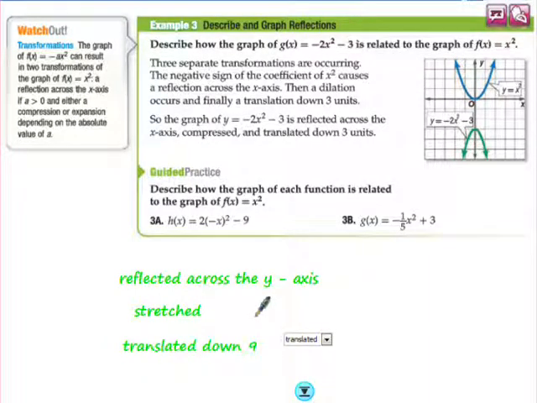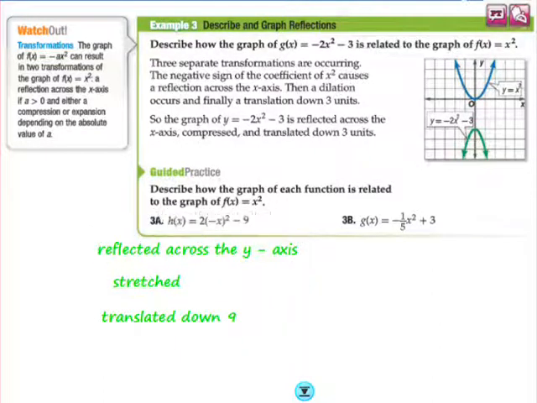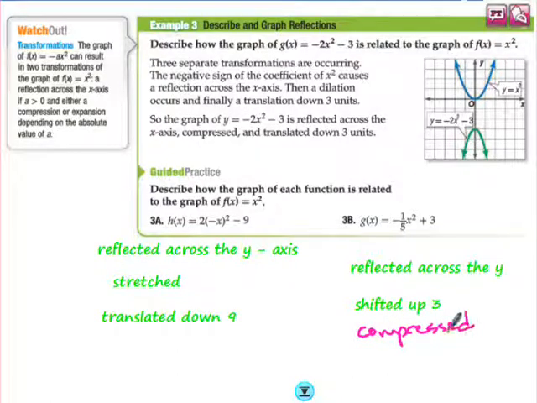Okay? That says Q, not 9. There we go. If we take a look at the second one, here the negative sign is on the outside, so this is going to be reflected across the x-axis. Okay, again, a reflection. It's going to be shifted up 3, and it's going to be compressed because that coefficient is less than 1. Okay? And the nice part about all these is you can put them right in your calculator and check these answers.